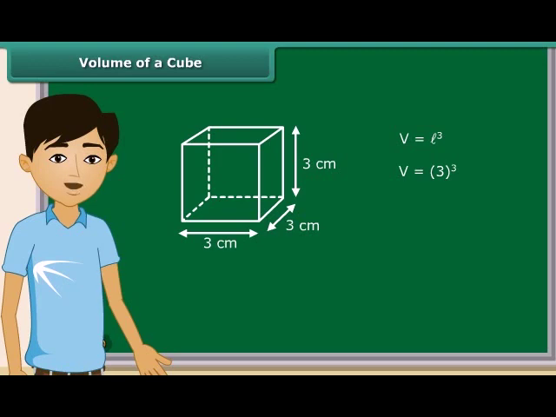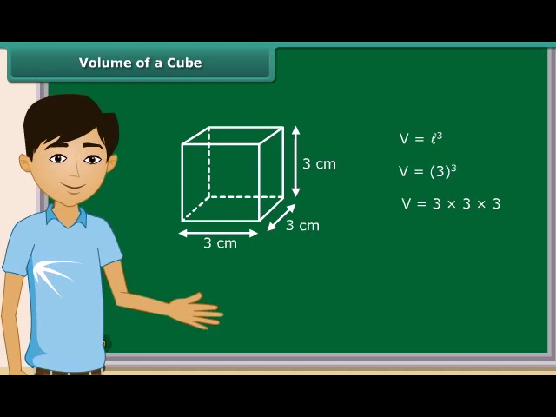Next, 3 to the power of 3 is equal to 3 multiplied by 3 multiplied by 3. This gives 27. Let's write it here. Since the unit for the length is centimeter, the unit for the volume will be cubic centimeter. Hence, the volume of this cube is 27 cubic centimeters. So, children, now you can also work on similar problems in this way.